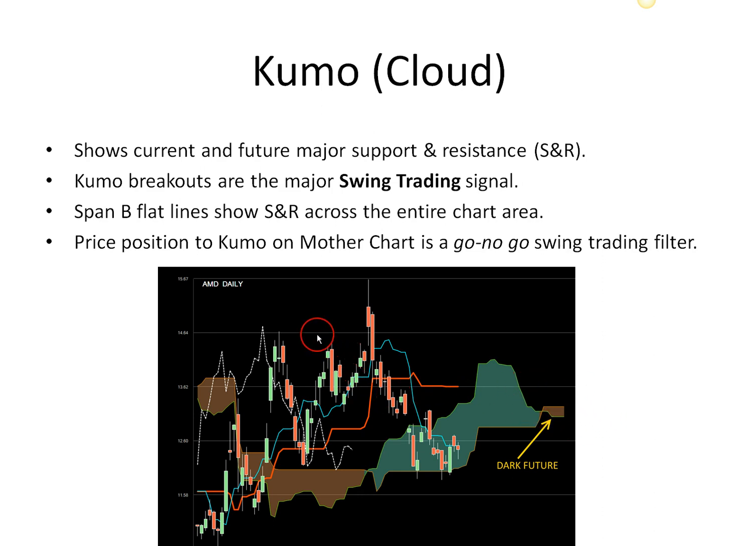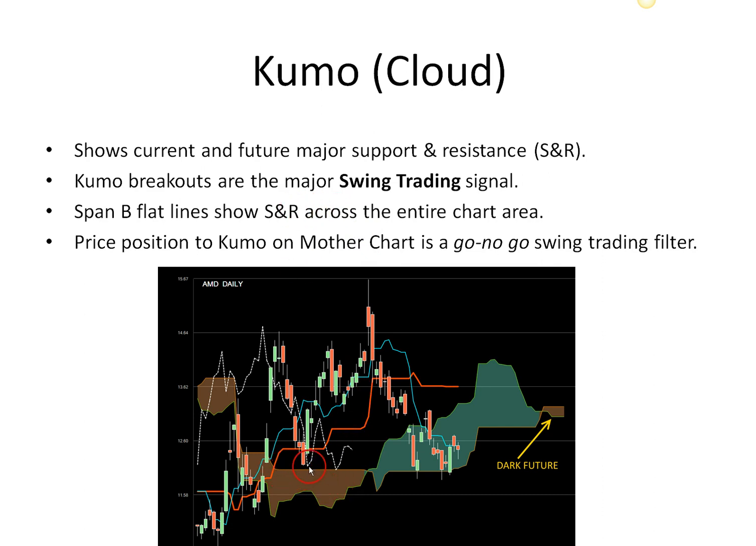And we're showing on this chart what we call the dark future, and that's because the cloud has twisted. It's gone from bullish, which is indicated by this green color, to bearish, indicated by the brownish color. And one of the things we do when evaluating bullishness or bearishness is we look out in the future and determine whether it's bright or dark.